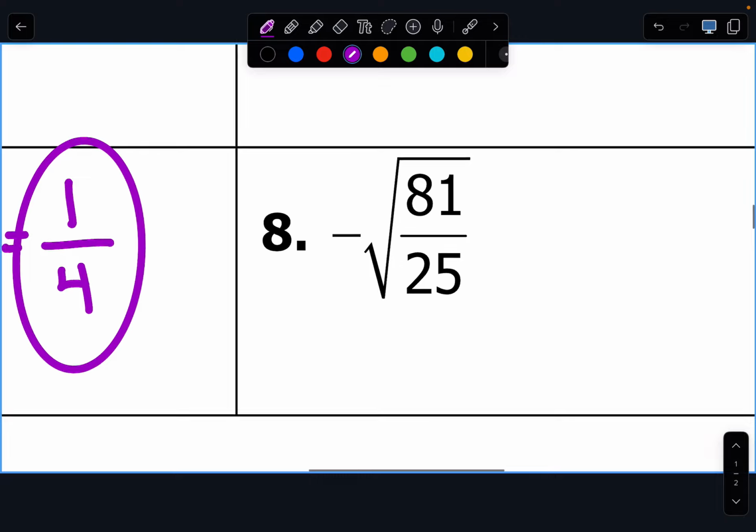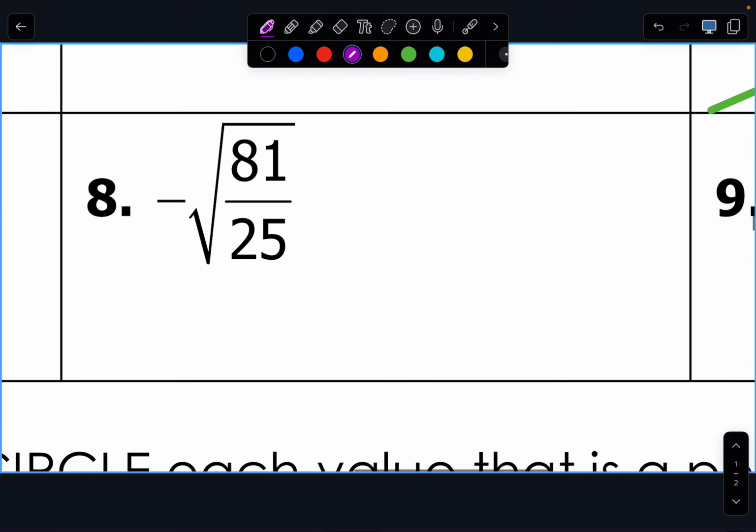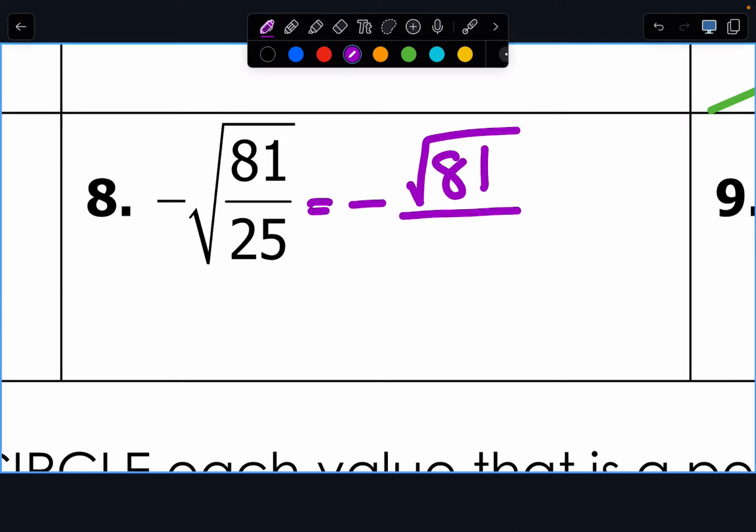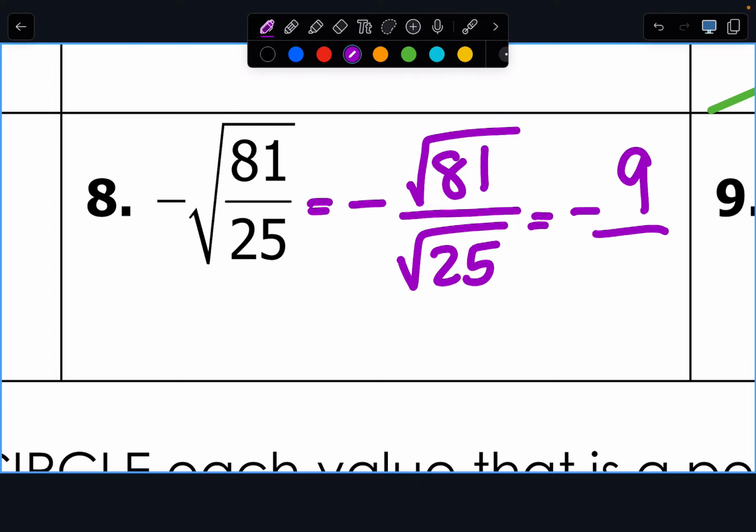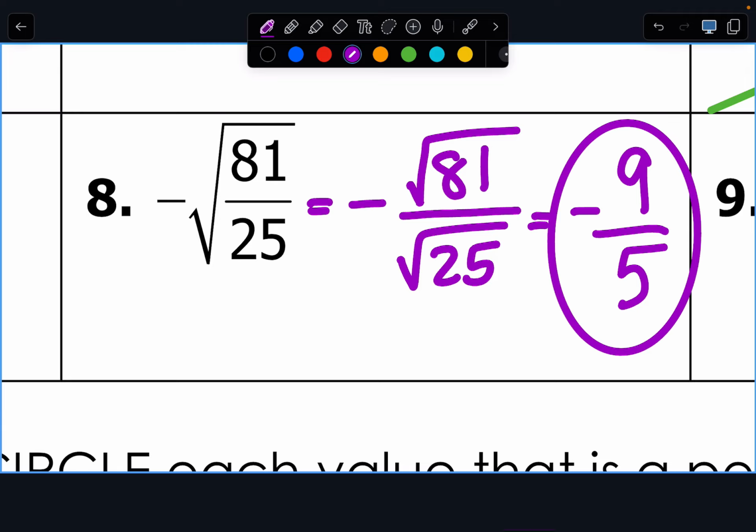All right, let's see. Devaney has the next one as negative 9/5. So I like that she has the negative sign. Let's break up the square root of 81 separate from the square root of 25. Is the square root of 81 9? Yes. Is the square root of 25 5? Then yes, Devaney, you are right.